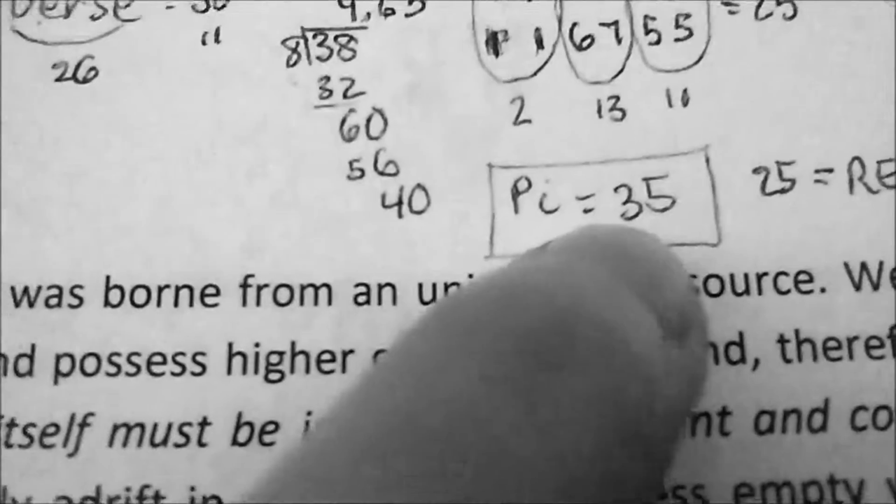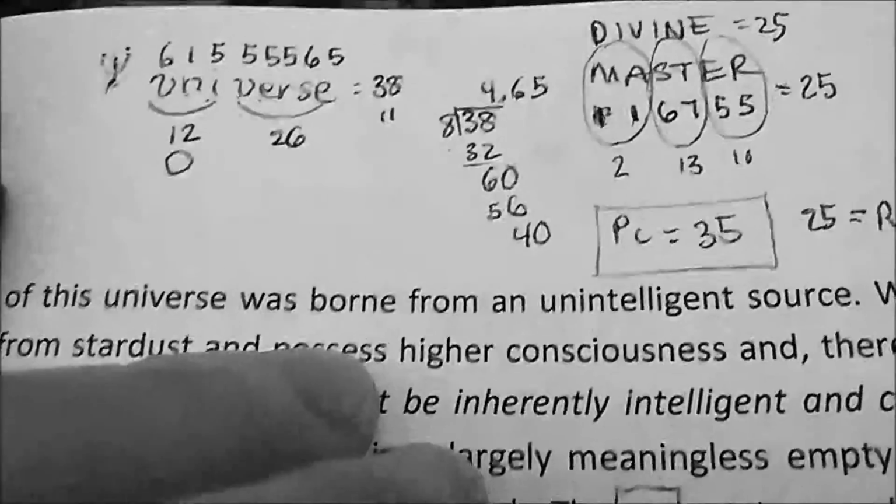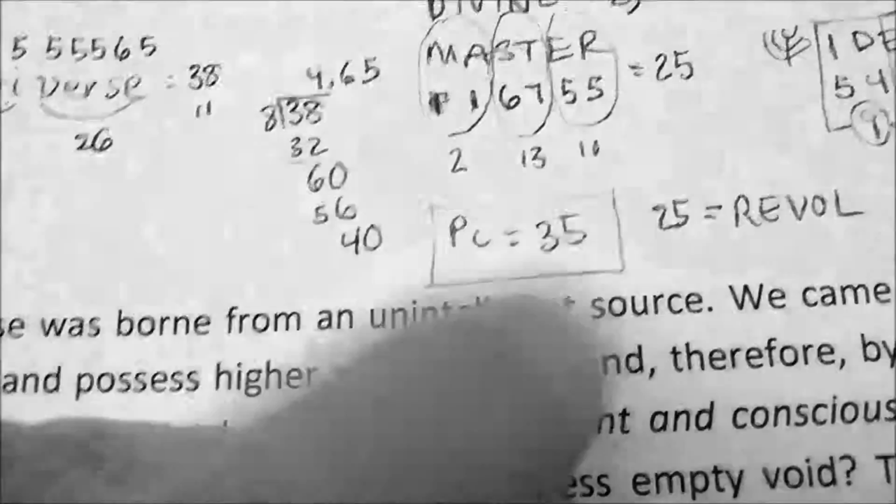Well, this equals 35, which in the simple gematria equals I. So I feel like these two gematrias are made to work from each other.